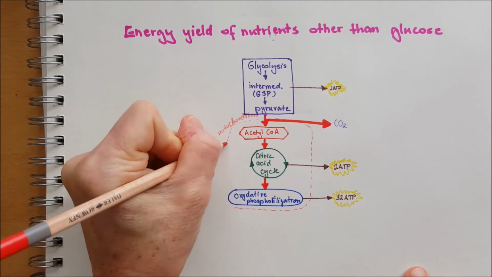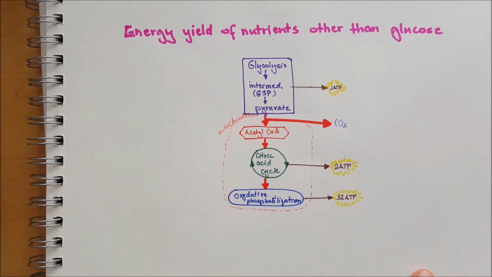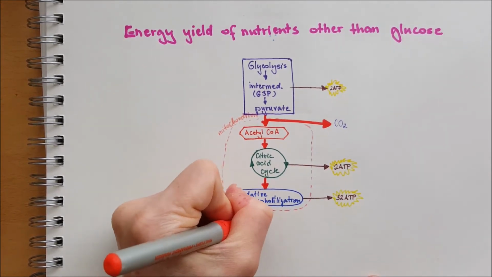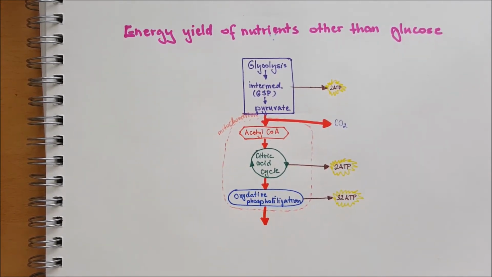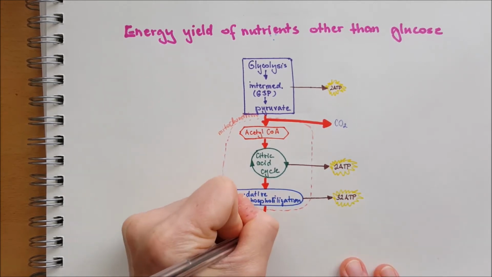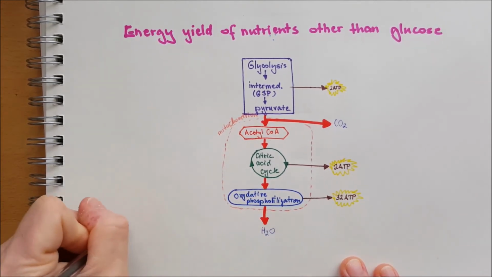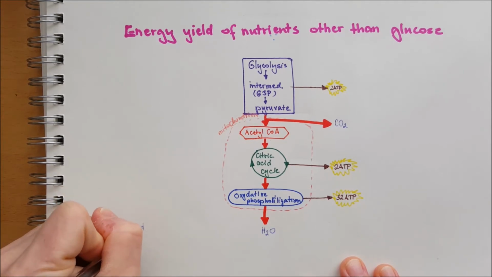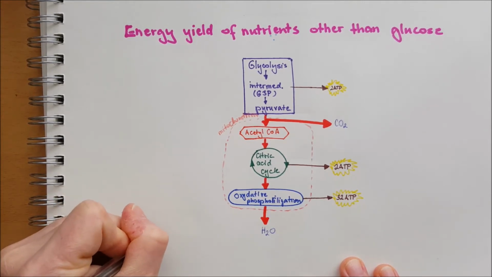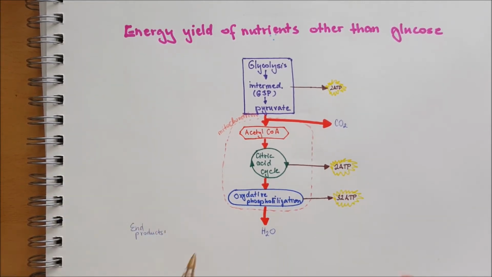The end product of the oxidative phosphorylation will be the water. So please keep it in your mind. The oxygen is the final electron acceptor. Why the oxygen? Because it has great electronegativity, great affinity towards the electrons to pick them up. So these are the end products, in this case, the water.